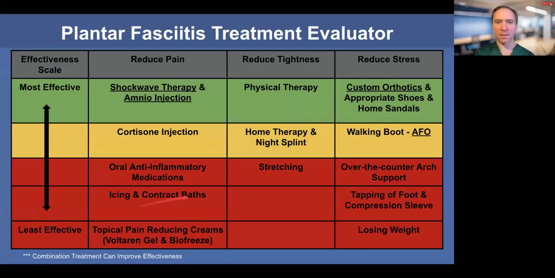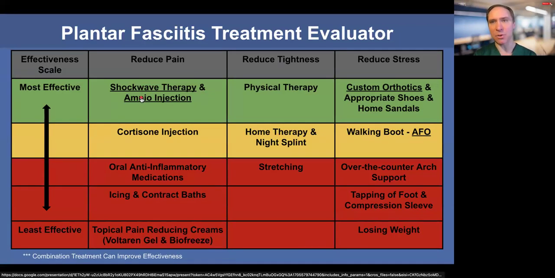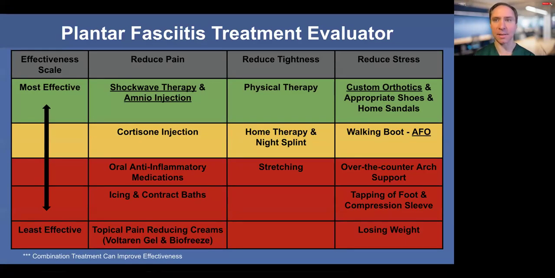Okay, here we go. So we were talking about the shockwave. There is another type of injection that I do at times called an amnio injection. It's an amniotic injection that stimulates your own stem cells. And then at times we do orthotics.